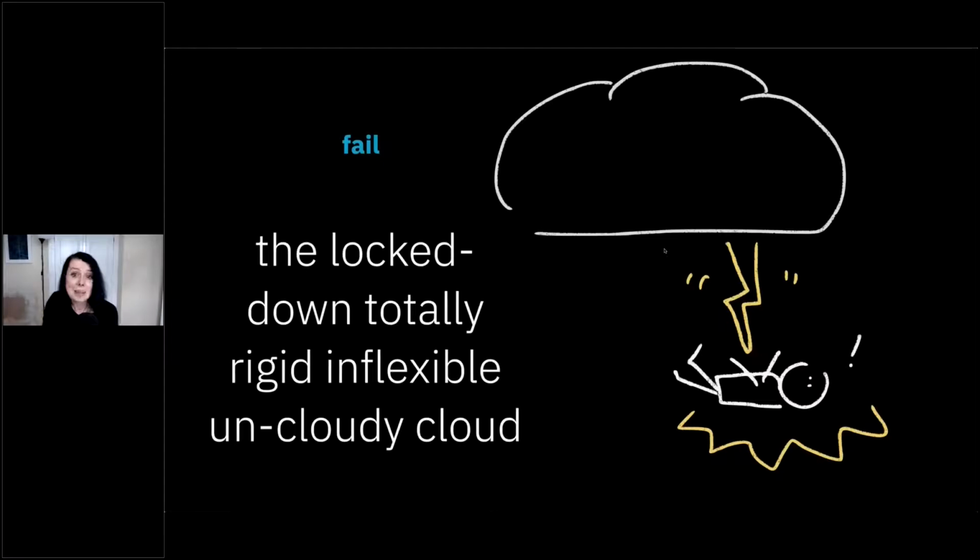I mentioned at the beginning I wanted to talk about governance. Governance is hard, and what a lot of organizations do is they put so much governance around the cloud that it ends up basically being as inflexible as if it was on-prem. It's so locked down that it's not cloudy anymore.